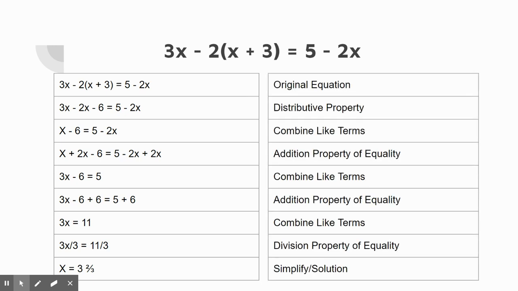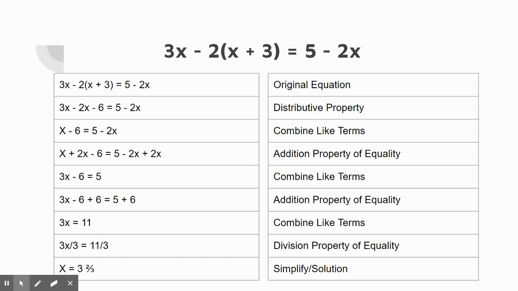So we have the original equation first. Then, like I said in the previous slide, you're going to do the distributive property. You're going to distribute that -2 onto the x plus 3, and you'll be left with 3x minus 2x minus 6 equals 5 minus 2x. So when you combine your like terms, you have x minus 6 equals 5 minus 2x.